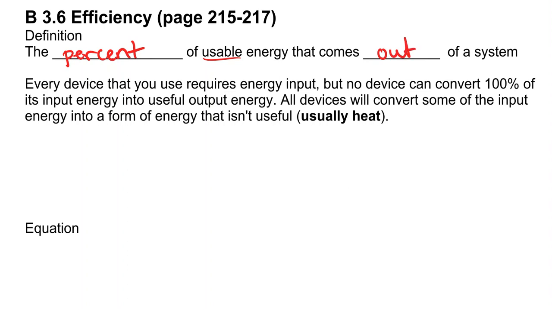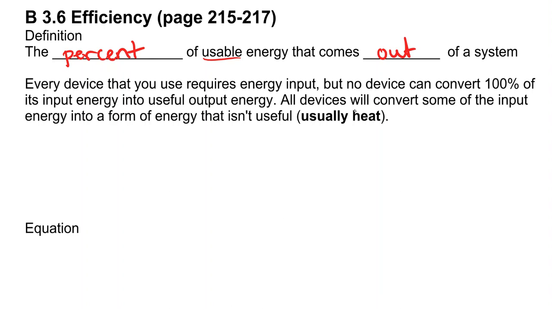And so what's going to happen is in every device or in every system that you use, you're going to be putting energy into it. It might be electrical energy, might be chemical energy, maybe you're burning some sort of a fuel or whatever. But you're going to be putting in energy and you're trying to get out a certain type of energy. Every device that you use requires the energy input, but no device can convert 100% of its input energy into useful output energy. I mean, technically, we could say an electric heater might be 100% efficient, but anyways, that's okay.